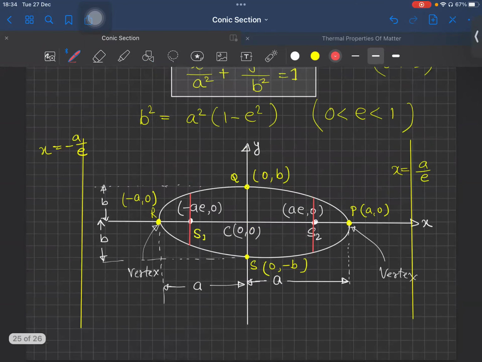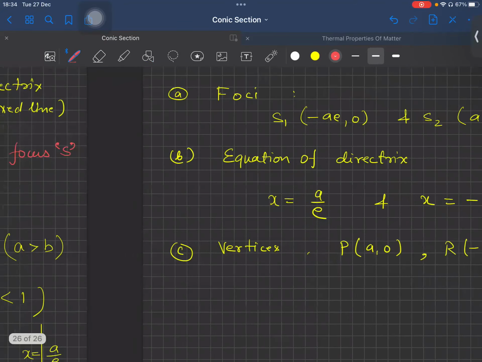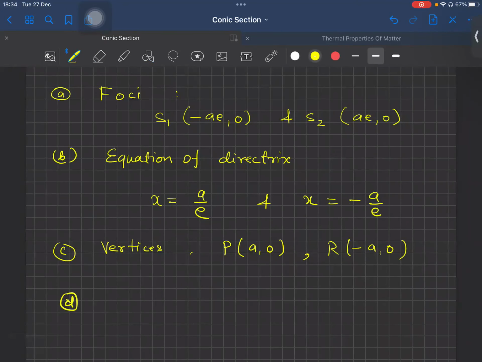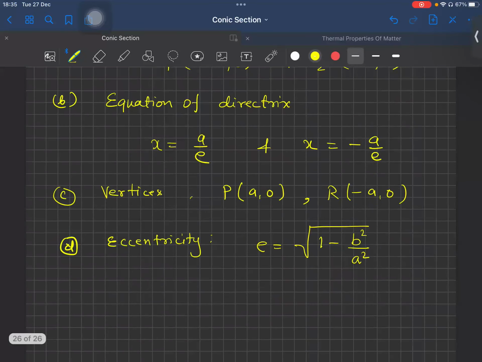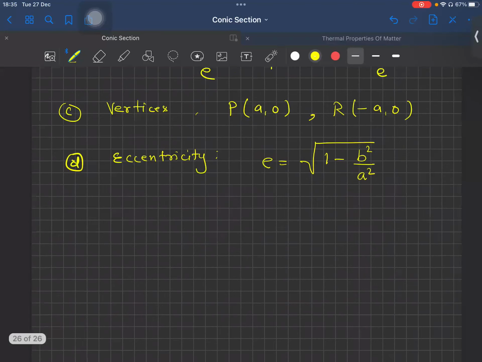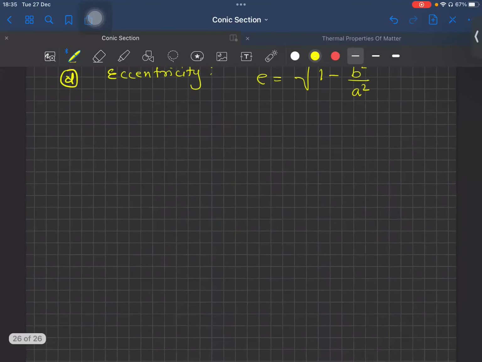Eccentricity. Let me write that. E is the eccentricity. E is equal to square root of 1 minus B square upon A square. This is your eccentricity of the ellipse. Let's solve problems so that it will get cleared up. We'll discuss a few more points in this, but based on these, let's solve some of the problems.